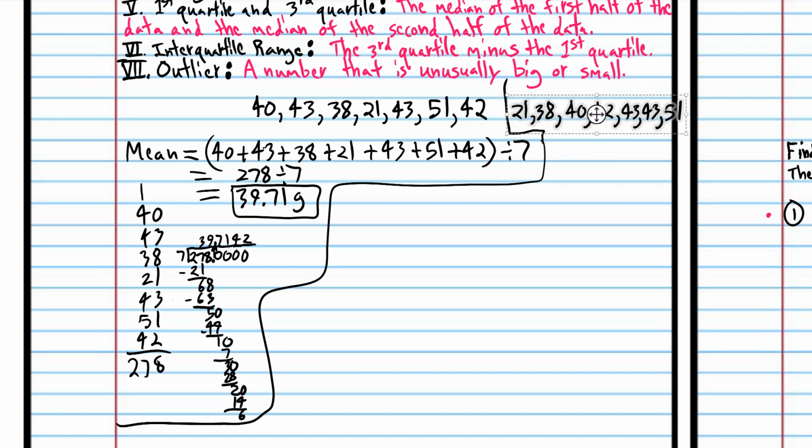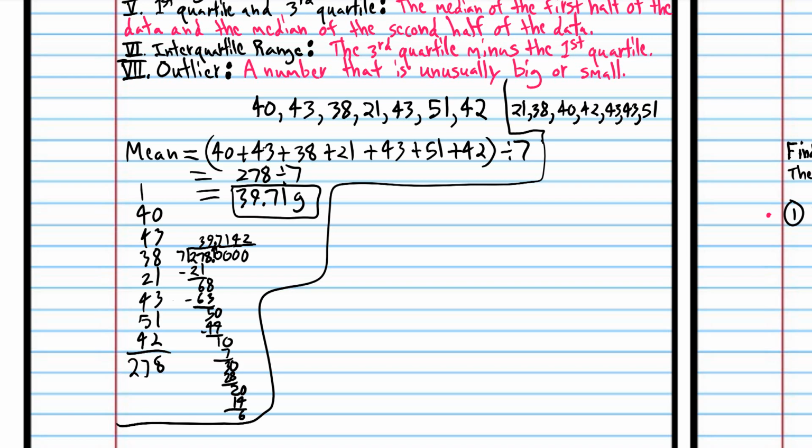Let me shrink that. 1, 2, 3, 4, 5, 6, 7. That's all the numbers. So we ordered the numbers from least to greatest up here. And now the median is defined. You ready for this? This is what the median is. The median is defined as the middle number.